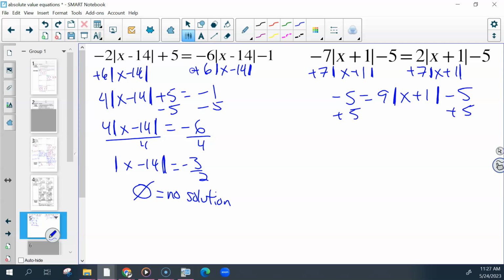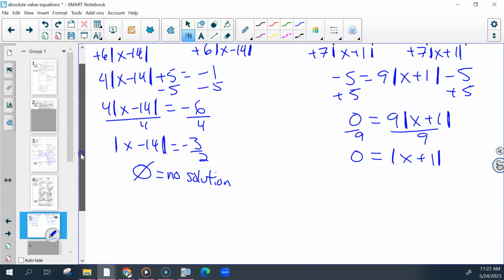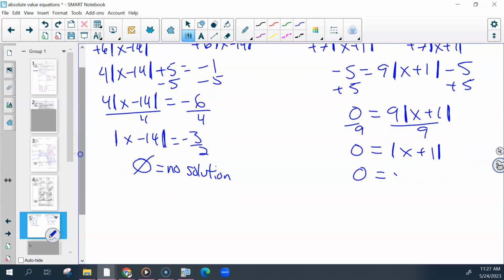But what happens when we do that? What would this become? 0. So after we finish isolating, divide this by 9, and it'll still be 0. When we go to set it equal to a positive and negative, there's no such thing as a positive 0 and negative 0, so you're just going to set it equal to 0, and that's it. And solve for x.